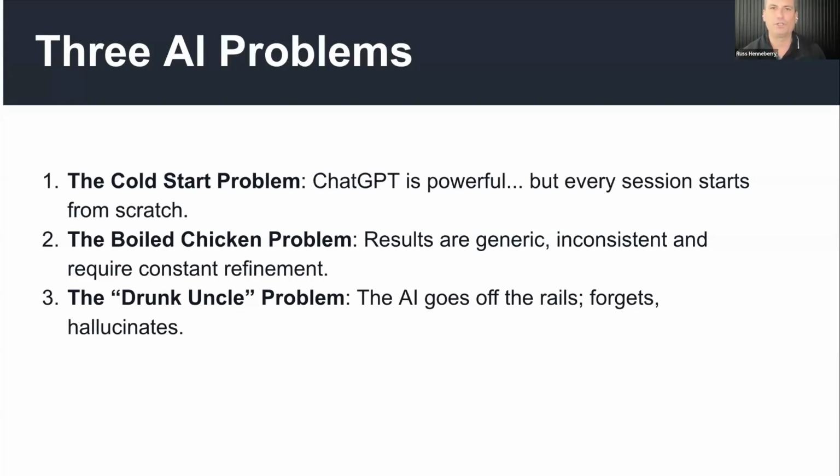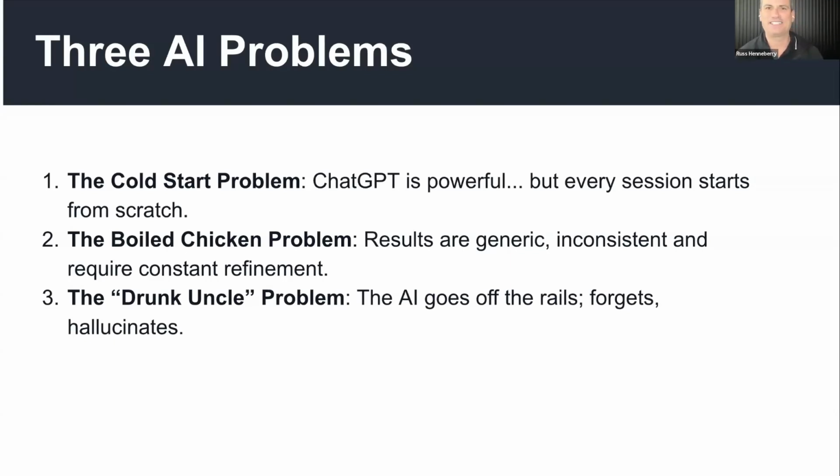The second one is the boiled chicken problem, which is that every time I talk to the AI, I just get stuff that's true, maybe, or helpful, I guess. But it's almost kind of useless, right? Because it's just super generic boiled chicken output, whether it's stuff I'm trying to write or plans I'm trying to make, all of it just seems boiled chicken. And it doesn't seem to understand my business well enough to really help me with the business growth work that I want to do.